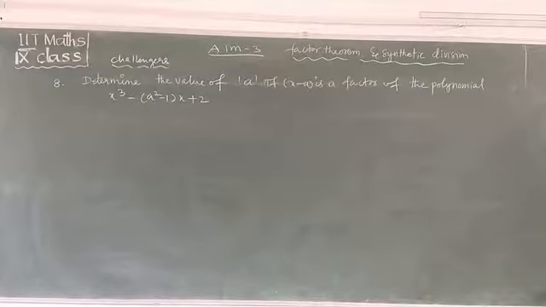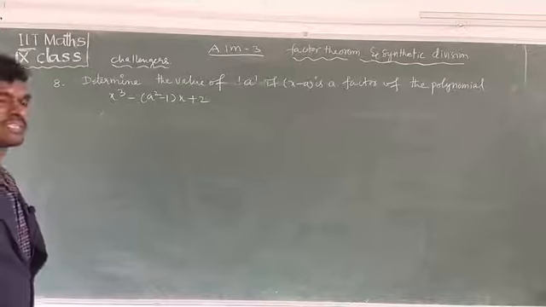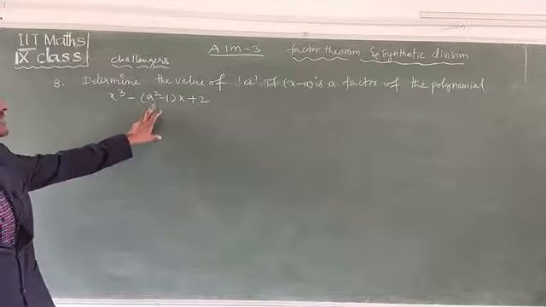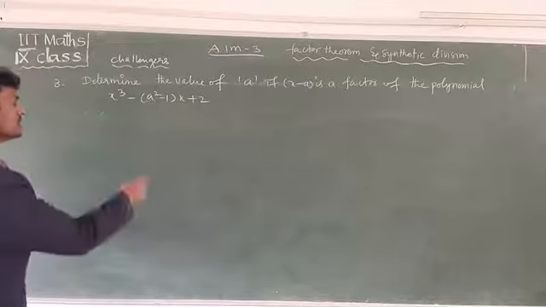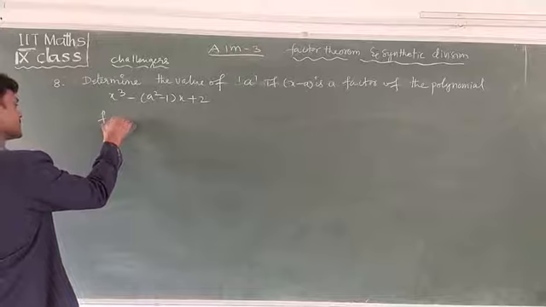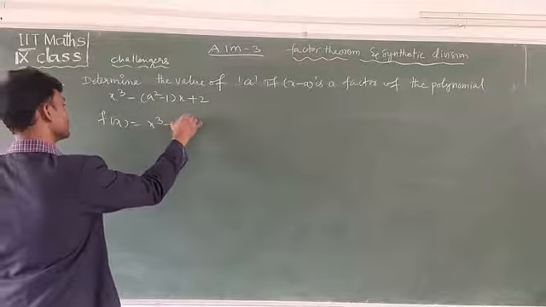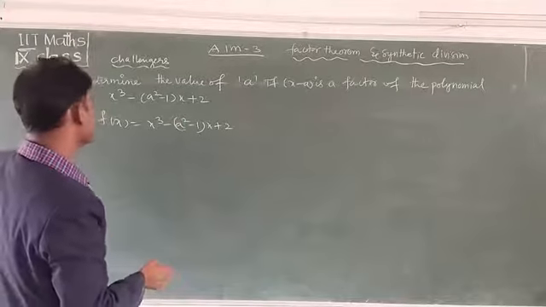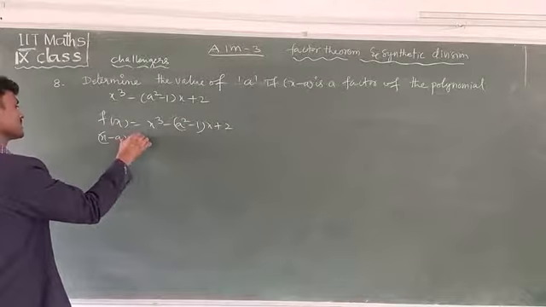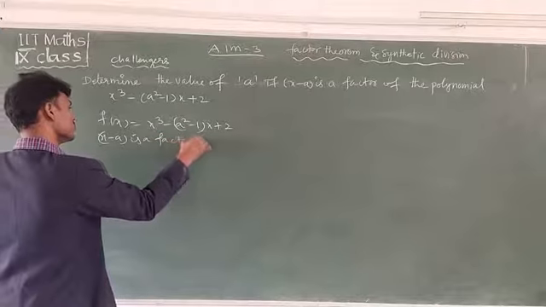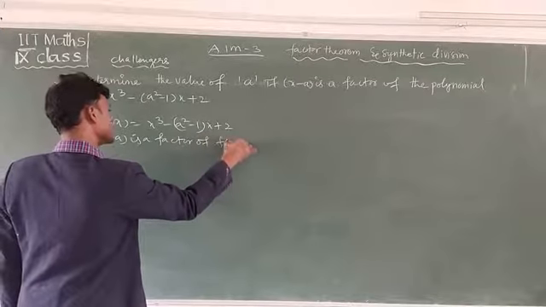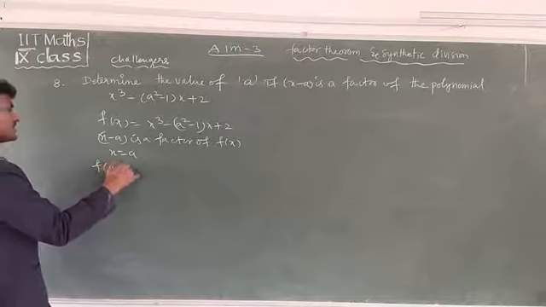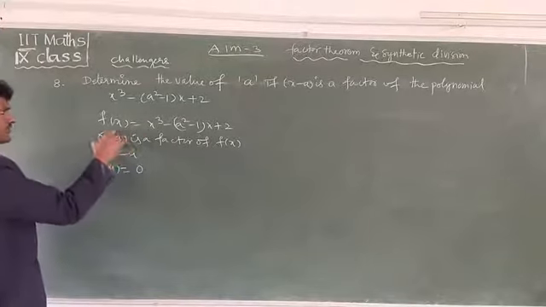Okay, determine the value of a if x minus a is a factor of the polynomial x cube minus a square minus 1 into x plus 2. See here, f of x is equal to x cube minus a square minus 1 into x plus 2. Here x minus a is a factor of f of x. Then the zero value of x is equal to a, then f of a is equal to 0.